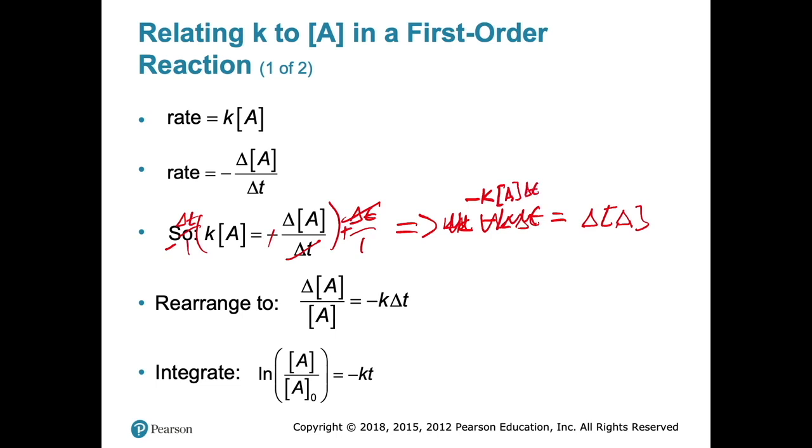Okay, so that's what it looks like when you multiply both sides by negative change in time, right? And then all you have to do now is divide both sides by the concentration of A. Dang, that's tiny. I'm just going to write that again. Let me erase that and write that again.